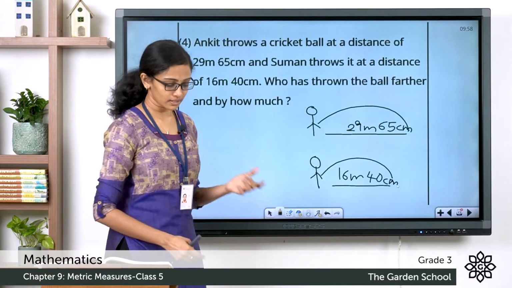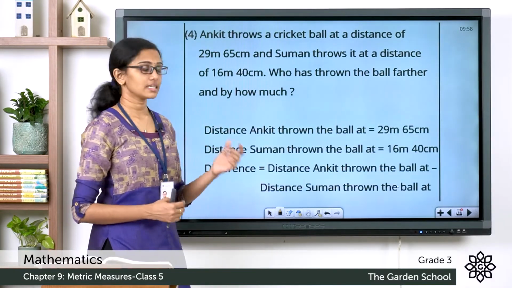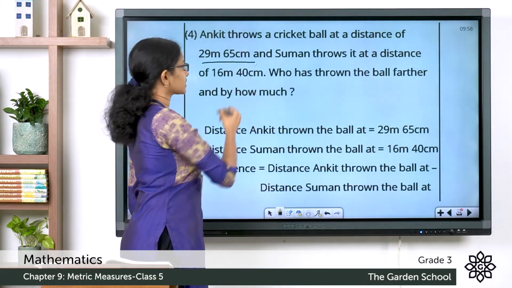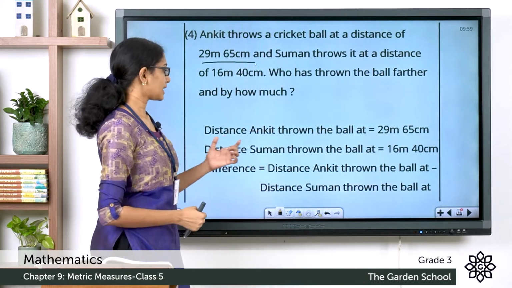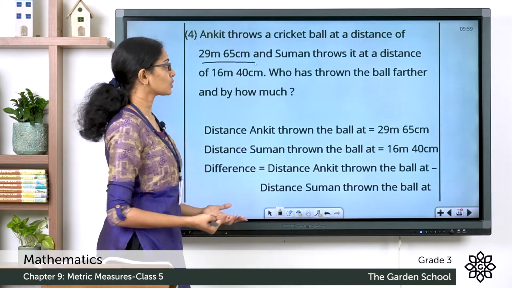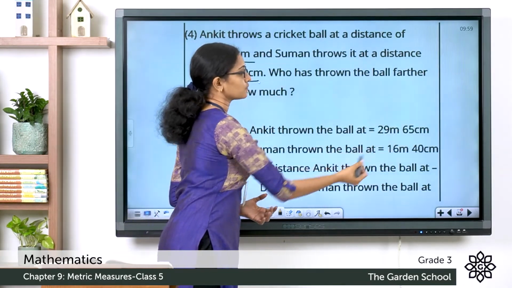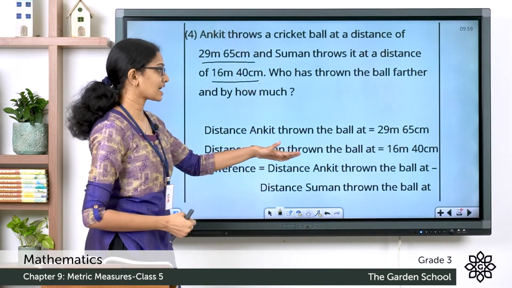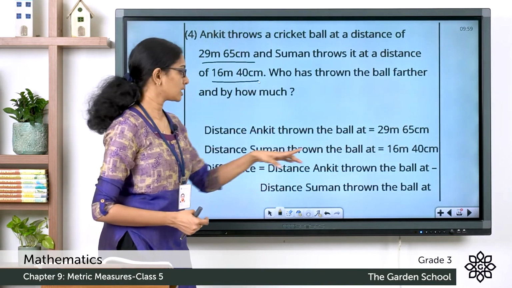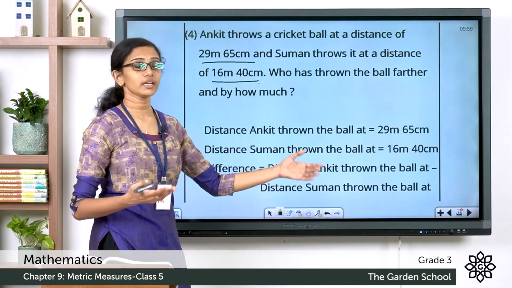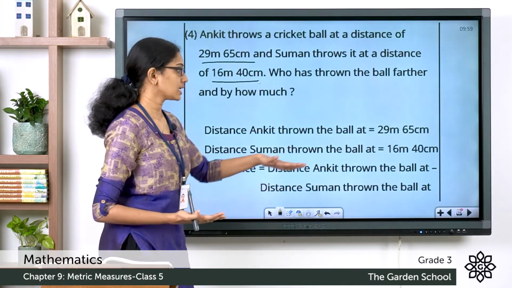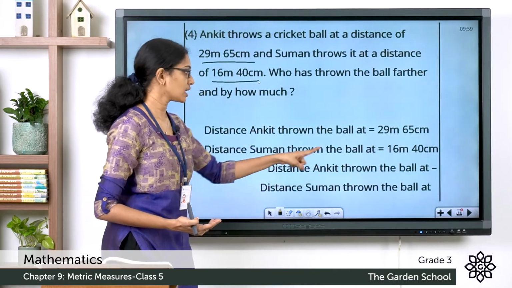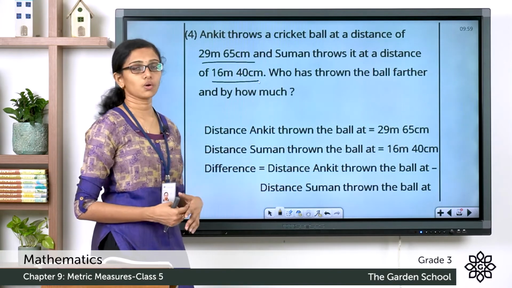So, how do we find out the difference? First, let's write down the steps. From the question, the distance Ankit threw the ball is equal to 29 meter 65 centimeter and the distance Suman threw the ball is equal to 16 meter 40 centimeter. Now the difference is equal to the distance Ankit threw the ball minus the distance Suman threw the ball. Why? Because which is the greater distance? The distance that Ankit threw. So this is the bigger measurement, so we write that first, minus the distance Suman threw the ball.